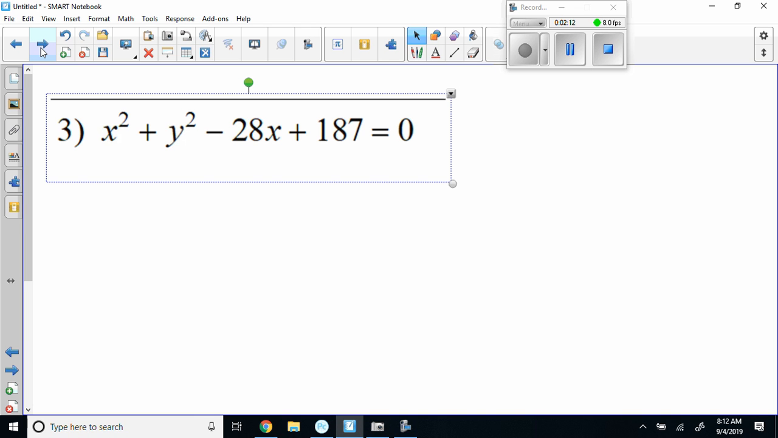Number 3. Here is the equation of circle in general form. You need to write it in standard form. Anybody got an idea of how we do that? Well, what is the process that we're doing, folks? Nope. What is the process that we're doing? It's how the quadratic formula is derived, folks. What is the process? Come on. Complete the square. Good. You're doing complete the square.